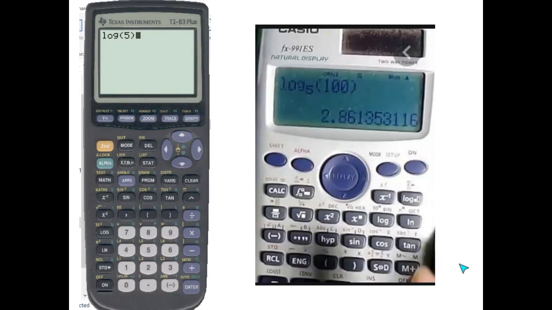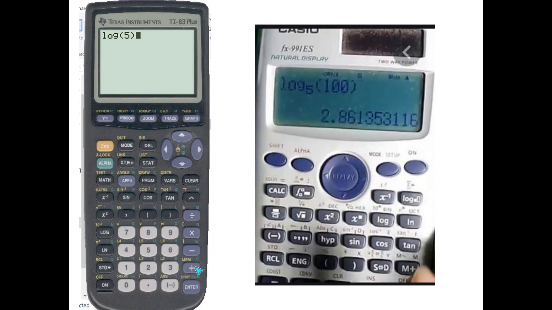Okay, so let's talk about calculators first. I have 2 calculators. One is a graphing calculator, and the other one is just a scientific Casio calculator. In these calculators, your log key is on the left side for the graphing one, but the problem with the graphing calculator is that the only base that you can use is base 10 or base e for the natural logarithm.